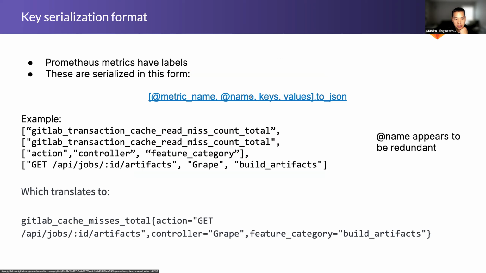When I was looking at this yesterday, I wondered why there's a metric name and a name. It turns out it's just redundant. I'm not sure why it was added, but I think in the future it could probably be dropped, because I don't think these two different names are being used.